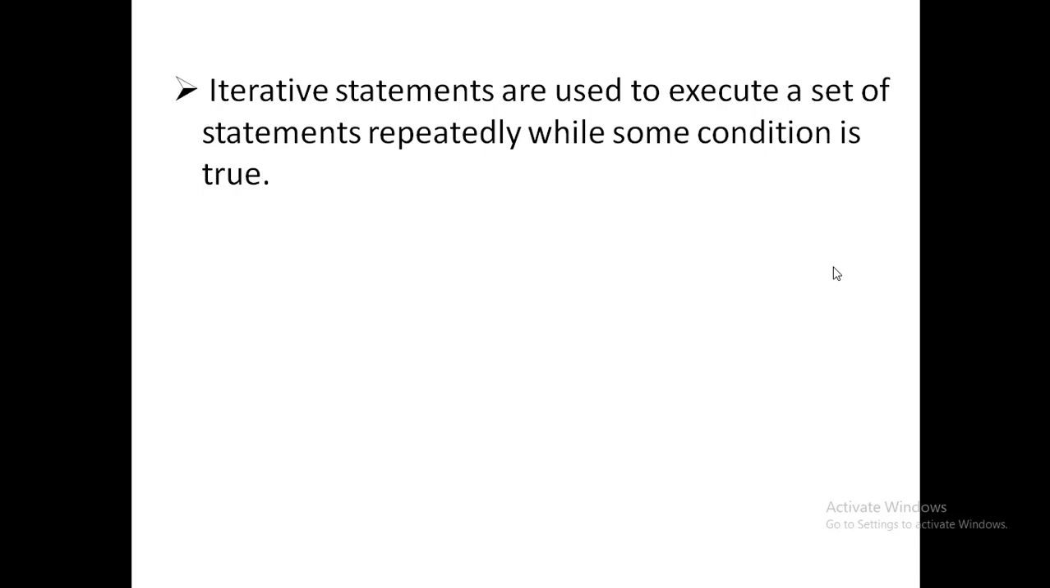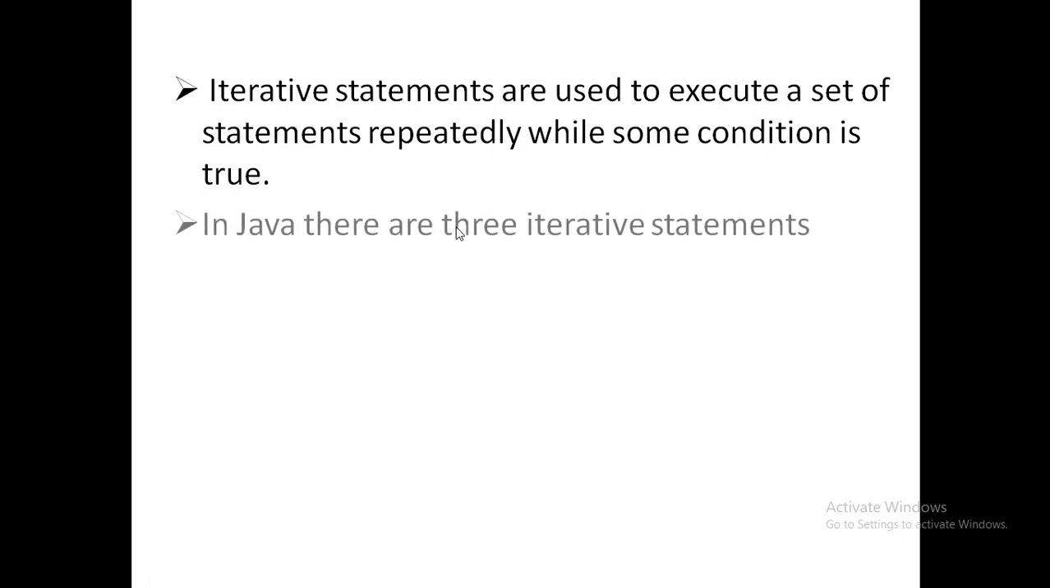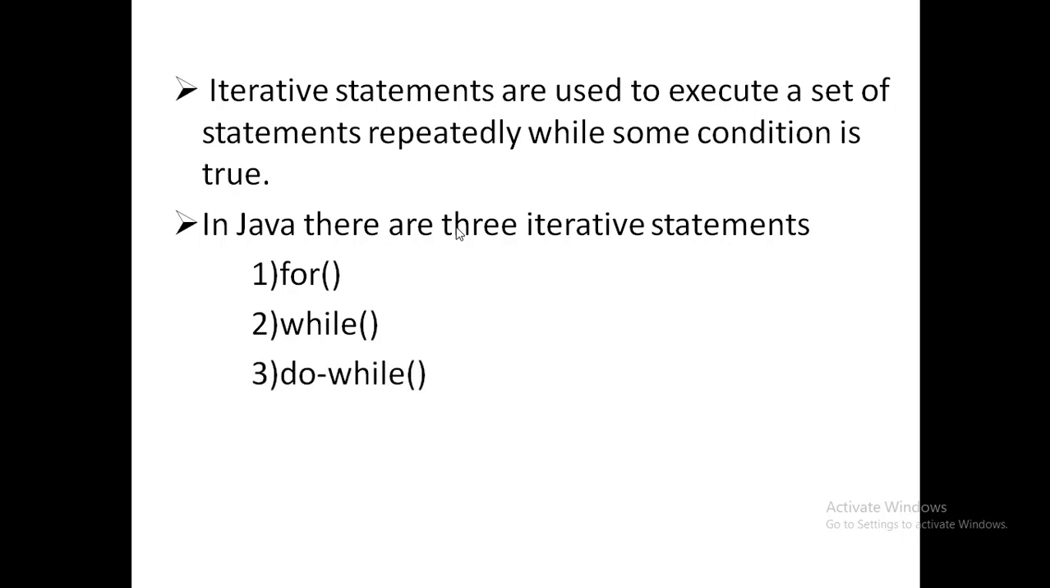As we know, flow control mainly talks about how the instructions are executing at runtime and internally. Sometimes some instructions are called repeatedly. If you want to execute statements repeatedly, we should use iterative statements. In Java, there are three iterative statements: the first one is the for loop, the next one is the while loop, and the third one is the do while loop. Apart from these, we have one more advanced loop, that is the for each loop.